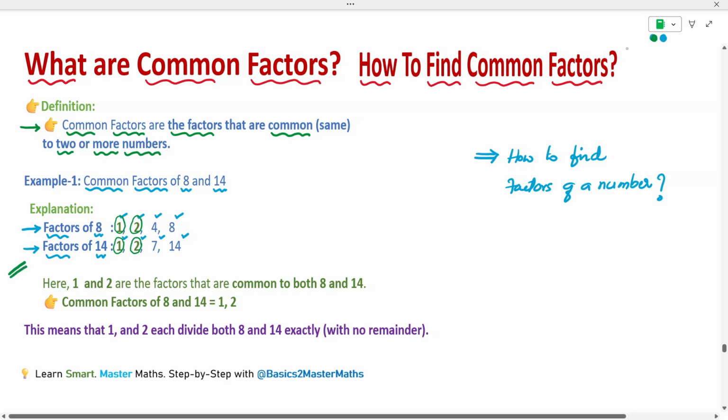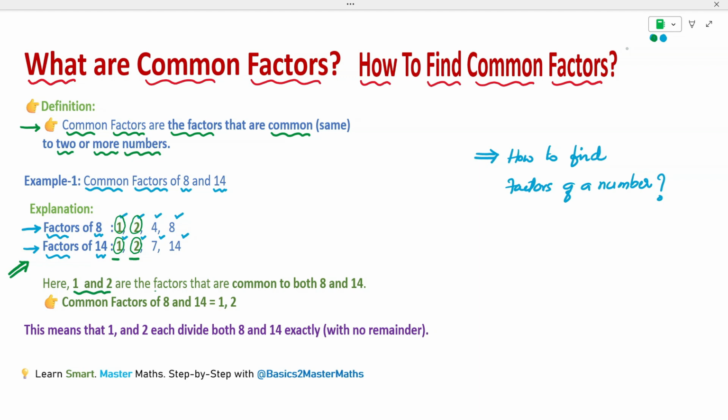Observe here, 1 and 2 are the factors that are common to both 8 and 14. So, common factors of 8 and 14 are 1 and 2. Got it?